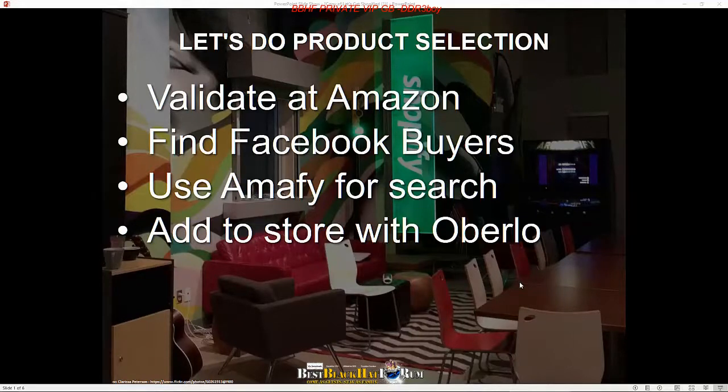Today we're going to do some product selection. There's a few key steps when we're looking at product selection. The first thing you want to do in thinking about any products or any type of products is to validate that product at Amazon.com. You want to do an Amazon search and just verify, are people selling this, okay?